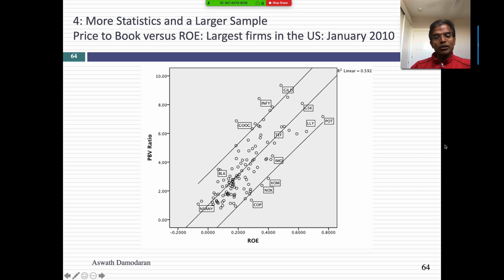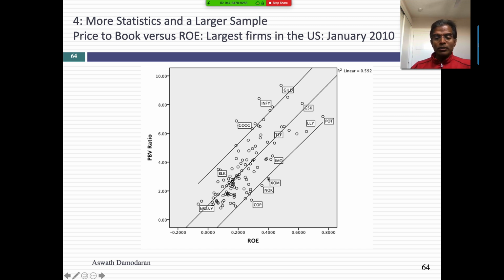So here what I've done is I've taken the largest firms, I think the 100 largest companies in the US in January 2010. I took their price to book ratios and returns on equity. And each of these points is a company. It's called a scatter plot. You're saying, what are these lines? This middle line is my regression line, fit through. It's the best fit line.